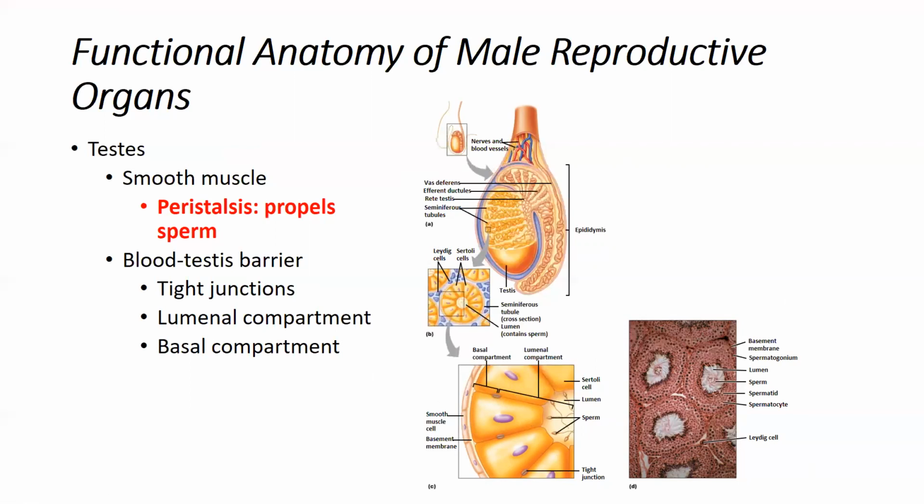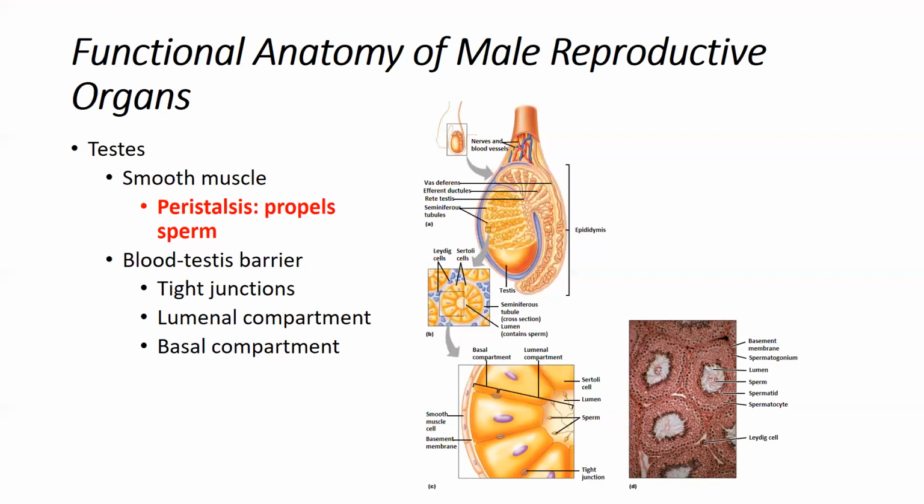So we should know what peristalsis is. We talked about it in the GI tract. That coordinated rhythmic movement when smooth muscle contracts that helps to propel the contents of this lumen forward. Okay, so the smooth muscle is really important in making sure that the sperm are mobile and they can make their way out of the reproductive tract.